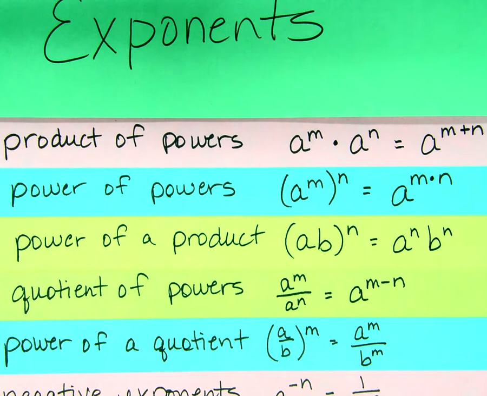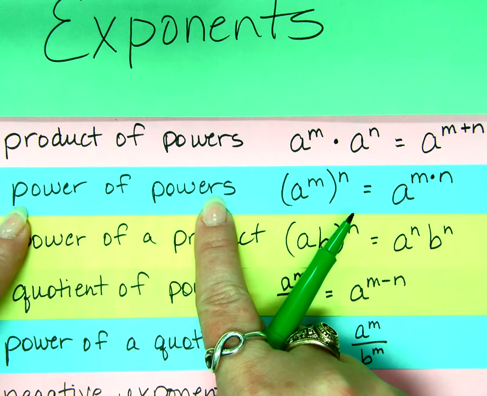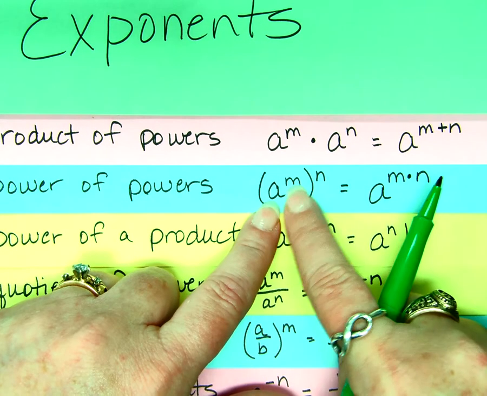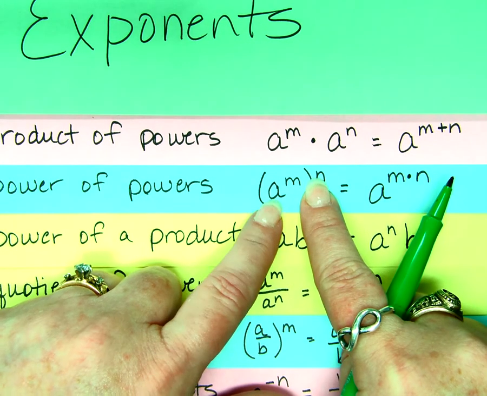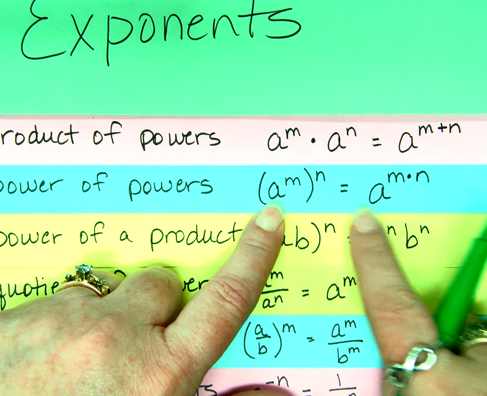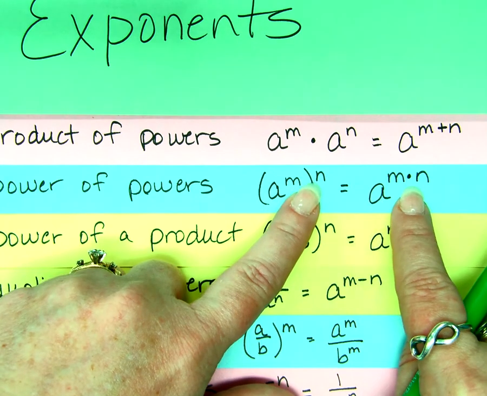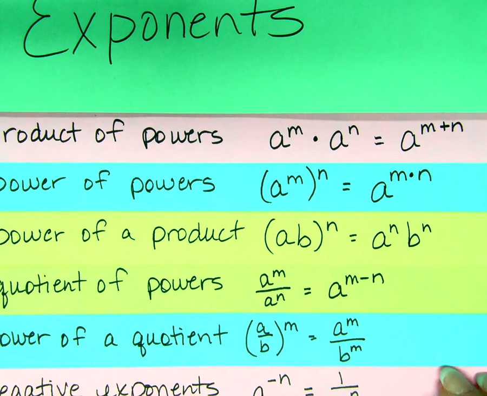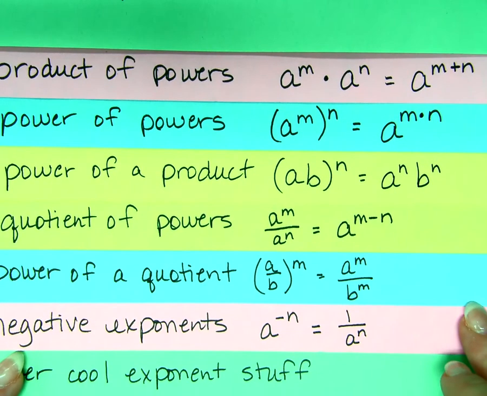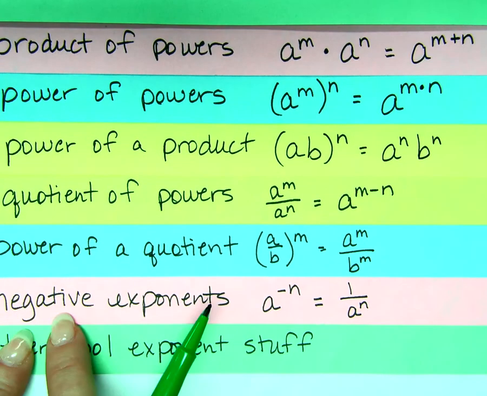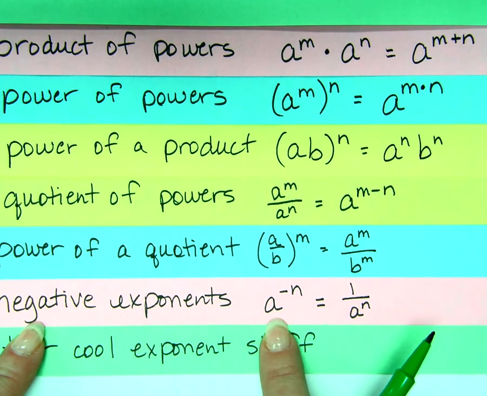Okay. I know you know all of these. I'd just like to refresh your memory real quick before we start. Is that okay? If it's not okay, I'm going to do it anyways. Okay. Power of powers. If I have a power to a power, do I mess with the base? No. I leave the base alone. What do I do with the exponents? I multiply them. Okay. The other one that you're going to need today is this one here, negative exponents.